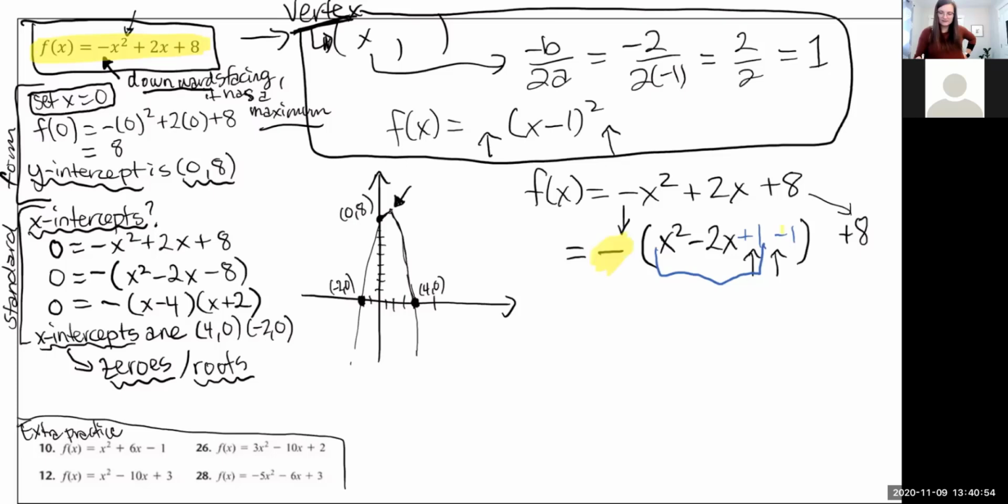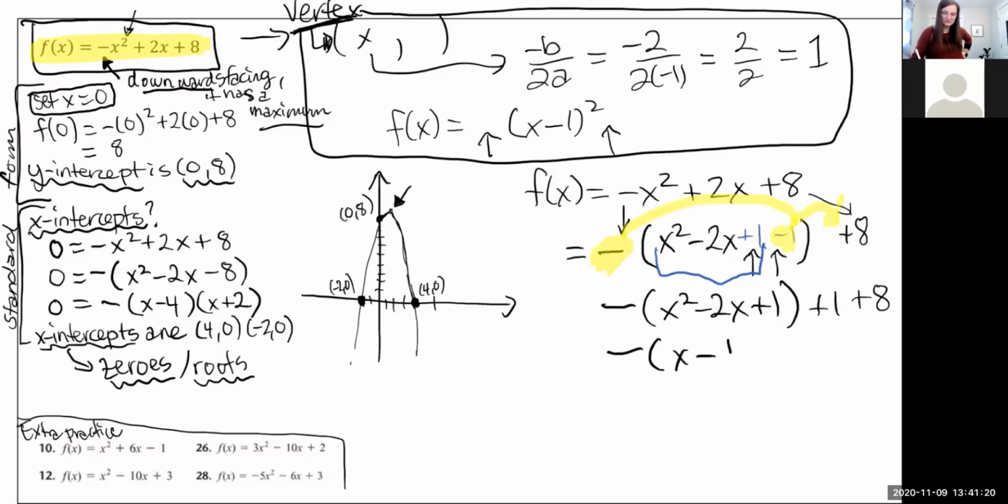This is affecting this. In order for it to leave, it has to be multiplied out by that. So now I have that, but that -1 came out as -1 times -1. So now I have this (x - 1) squared plus 9.